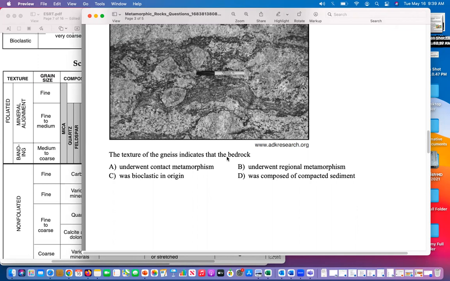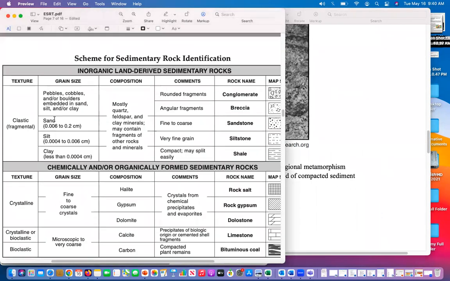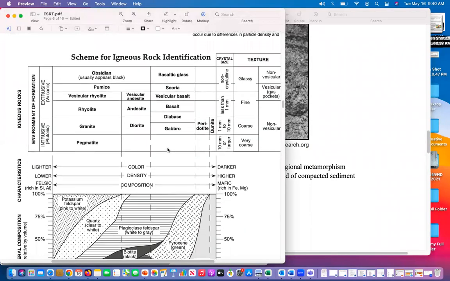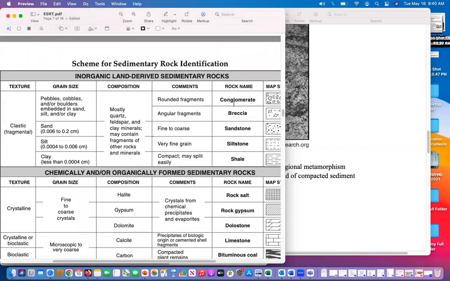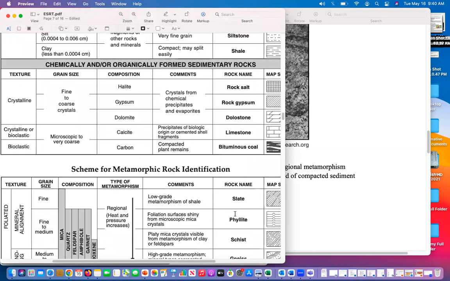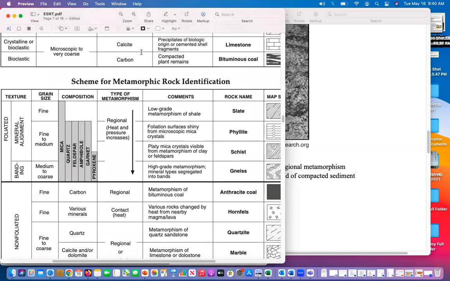All right. So first of all, gneiss is what type of rock? What is gneiss? When I'm looking through page 6, I don't see gneiss. I'm looking through page 7, sedimentary rocks, I don't see gneiss. When I look through the metamorphic section, I see gneiss, right? And what's very interesting is that page 7 gives you a lot of information about the rock. It can tell you how it's formed, what's in it, the crystal size, and even the texture.